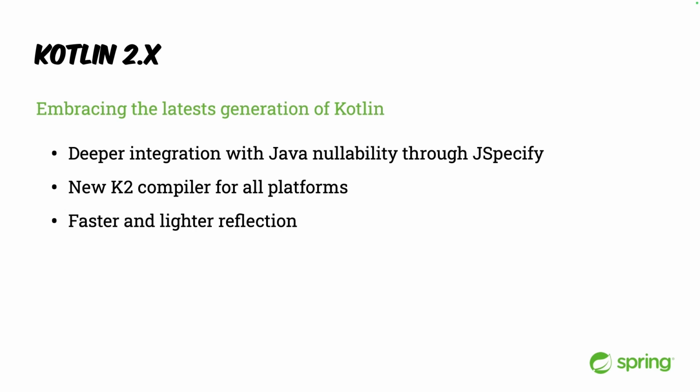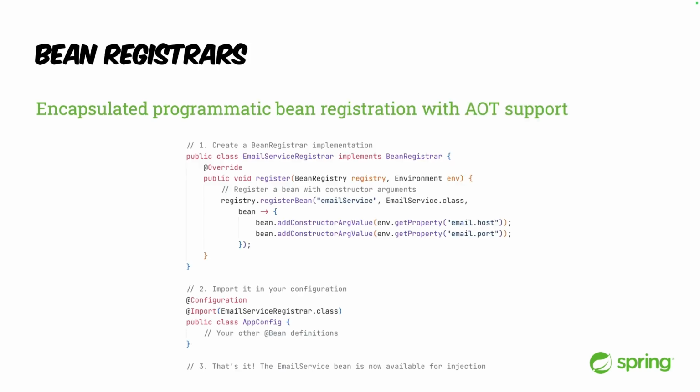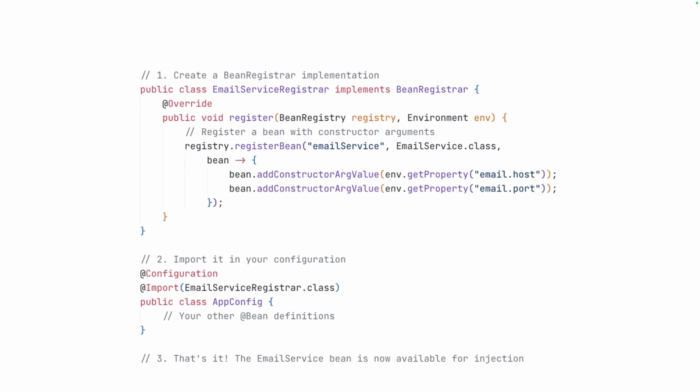So exciting to see us embracing the latest versions of Kotlin in the 2.x line. So, bean registrars, new in Spring Framework 7.0. The bean registrar interface provides a clean, encapsulated approach to programmatic bean registration. Some key benefits of this are encapsulation, self-contained registration units that can be applied to any context. We get some flexibility, register beans dynamically based on some runtime conditions, type safety, AOT compatibility, and separation of concerns.